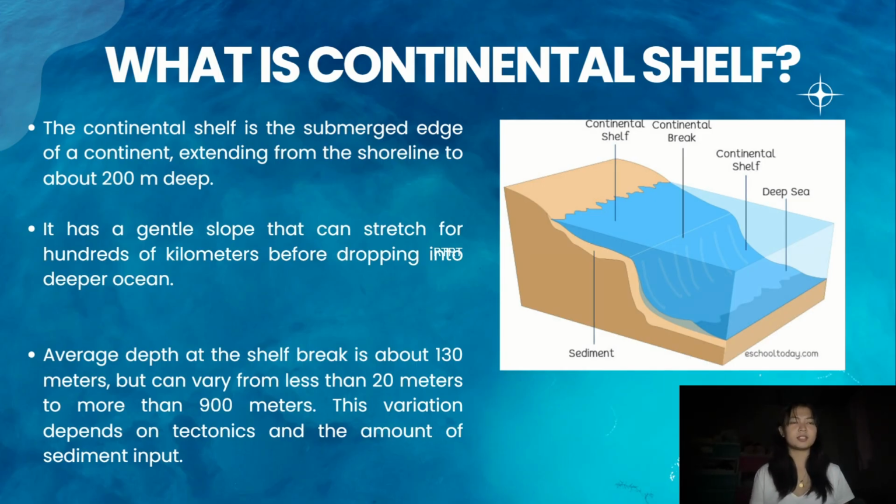Average depth at the shelf break is about 130 meters, but can vary from less than 20 meters to more than 900 meters. This variation depends on tectonics and the amount of sediment input. So, in other words, the continental shelf is the shallow area of the ocean right next to the land. It's actually a part of the continent, but it's underwater.